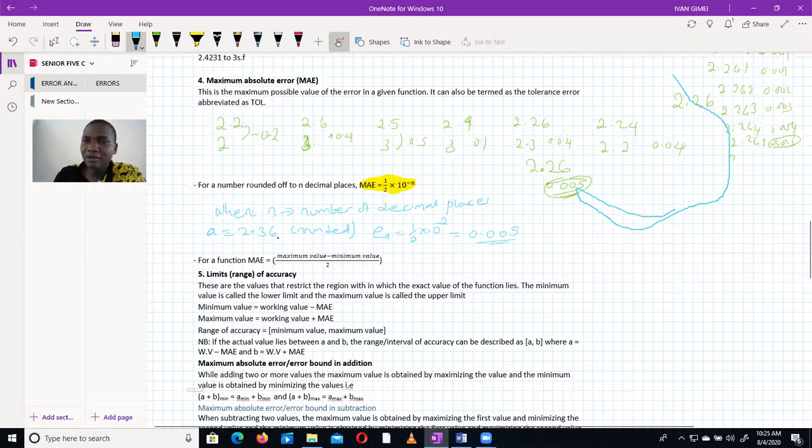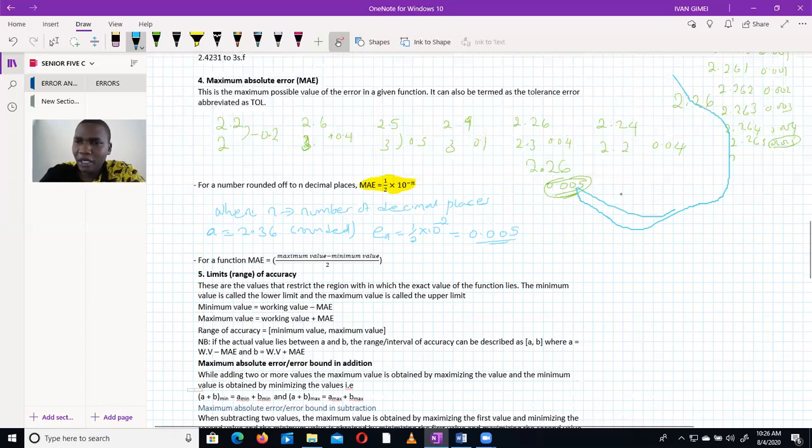You notice that's almost the same as what we were doing here. This was 2.26 and we found the error as 0.05. That's the maximum possible error that can be made in that value, that is, if they have not given the exact value. If they have given the exact value, obviously you get the exact value minus the approximated value. It will give you that exact error. But now here we're just getting the range within which the error lies.